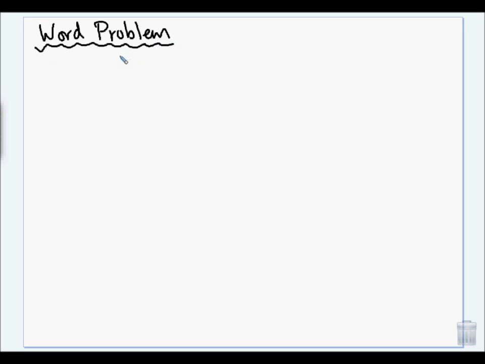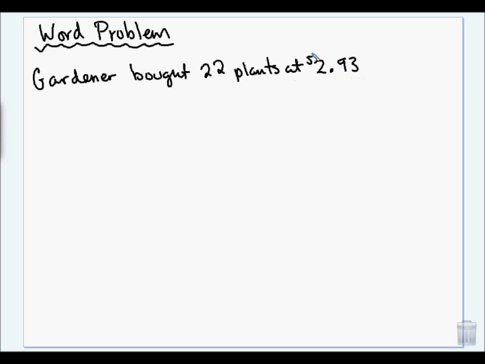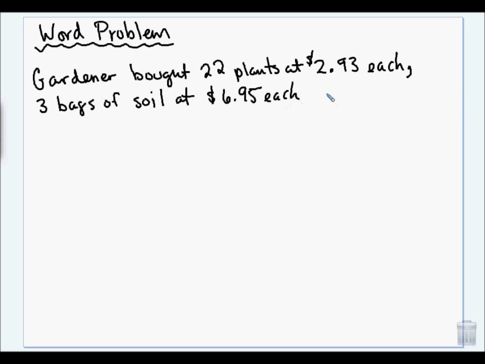Okay, so then we have word problems. I'm going to say a gardener bought 22 plants at $2.93 each, 3 bags of soil at $6.95 each, and 2 bags of compost at $1.33 each.